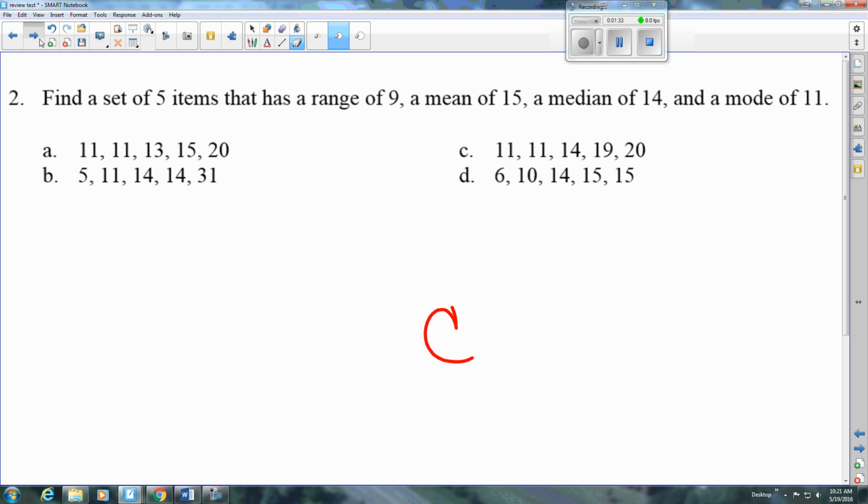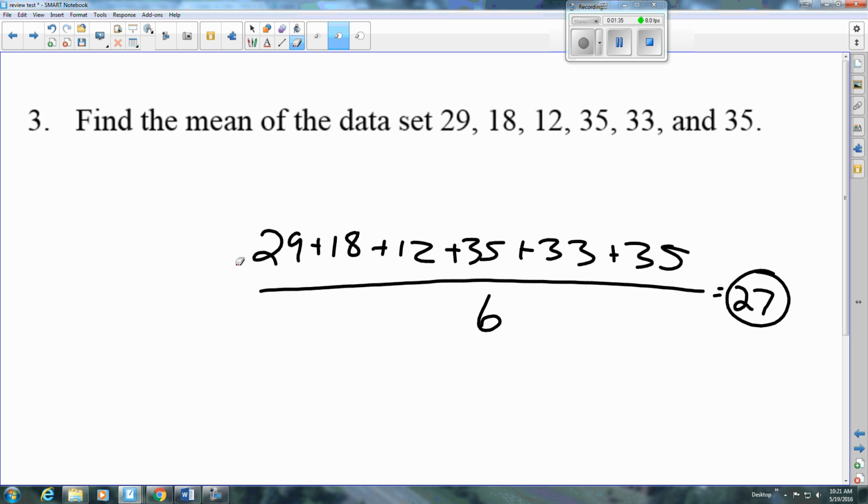Next question. Find the mean of the data set. You'd add them all up, divide by 6. Your answer is 27.